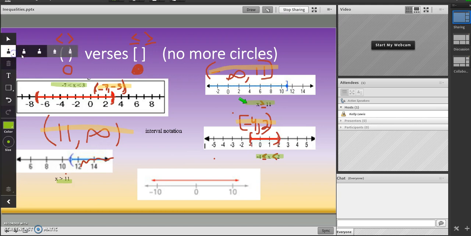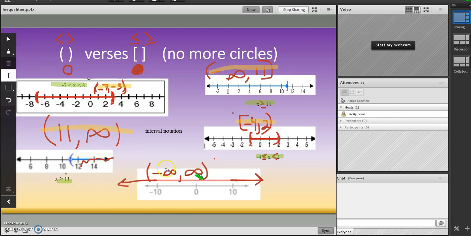All right, let's discuss this one right here. It goes all the way to negative 10. It keeps getting smaller and smaller. So it's from negative infinity. Negative infinity always has a parenthesis, comma. It keeps going bigger and bigger, and it goes to positive infinity. Those sideways 8s are infinity.